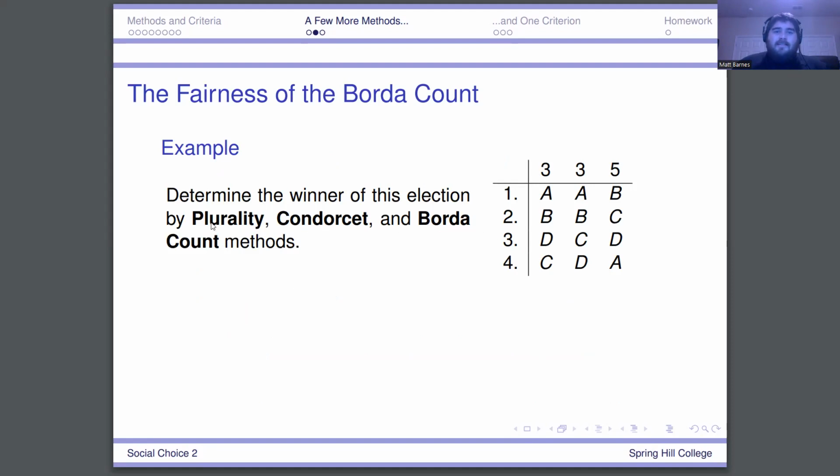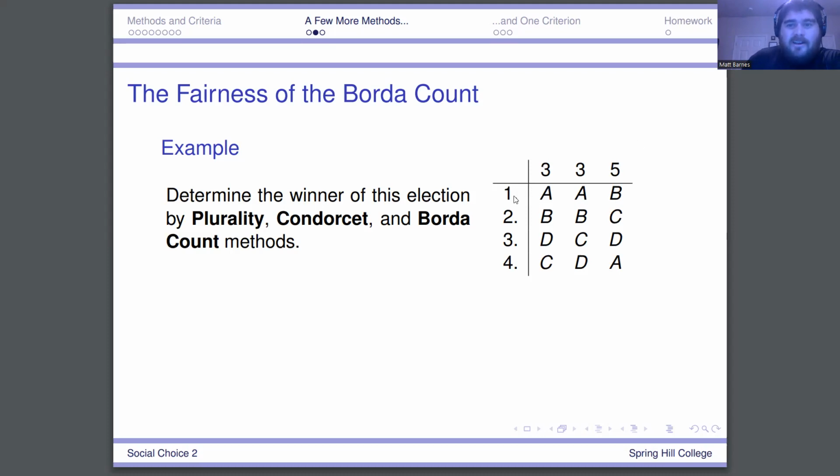Let's see if we can practice some of these other ones. So again, pause here if you'd like. This would be a good one to look at to make sure all these ideas are sticking. Okay, and we're good. So plurality, if you use this, A should win.